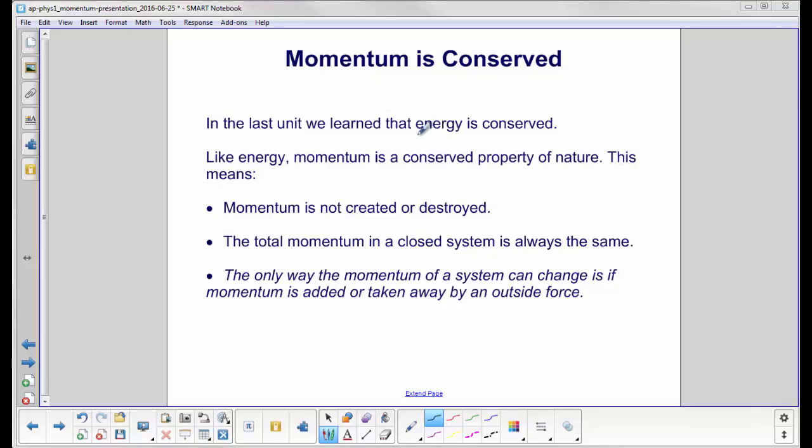In the last unit, we learned that energy is conserved. Like energy, momentum is a conserved property of nature. This means it is neither created nor destroyed. The total momentum of a closed system is always the same. The only way that you can change the momentum of a system is if you add or take momentum away by an outside force.